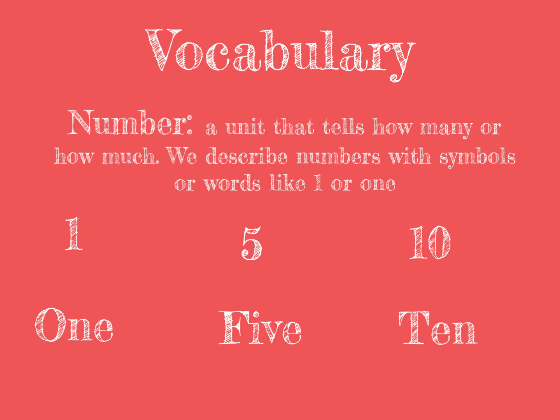Our first vocabulary word is number, which is a unit that tells how many or how much. We describe numbers with symbols or words like 1 or one. Our first example is 1, and it's spelled O-N-E. Our second example is 5, and it's spelled F-I-V-E. And our last example is the number 10, spelled T-E-N.